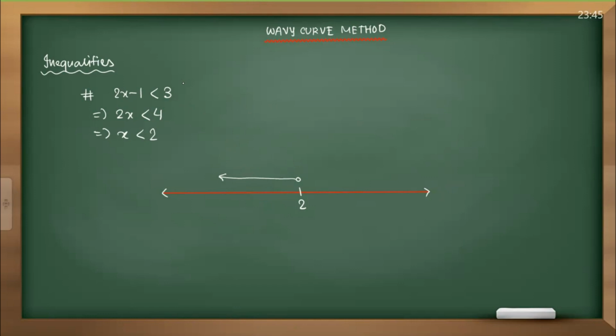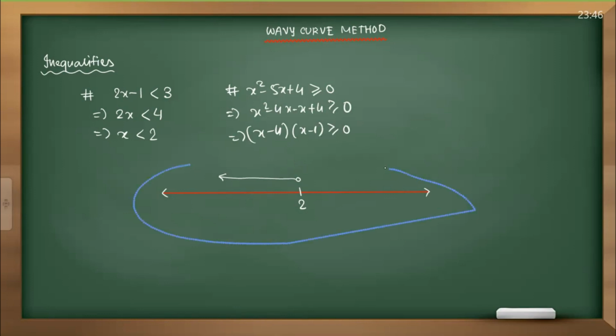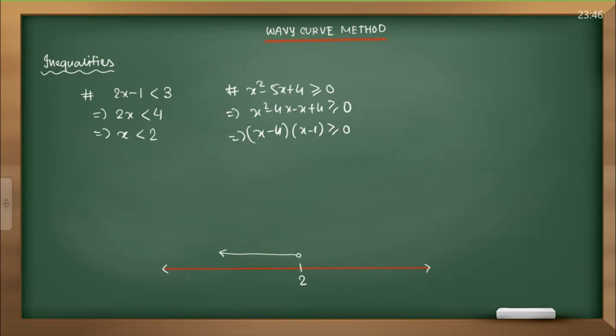Now see, these inequalities are very good. And what will you do when you get a quadratic? Suppose x square minus 5x plus 4 is greater than or equal to 0. We'll get x square minus 4x minus x plus 4 greater than or equal to 0, which implies x minus 4 into x minus 1 is greater than or equal to 0. Okay, it is correct now. So what will we do?